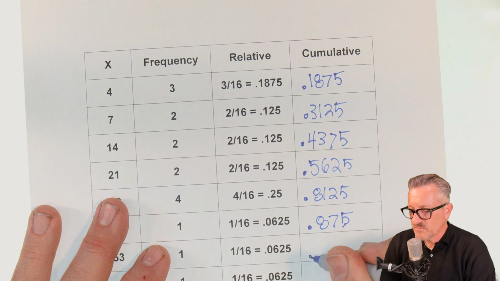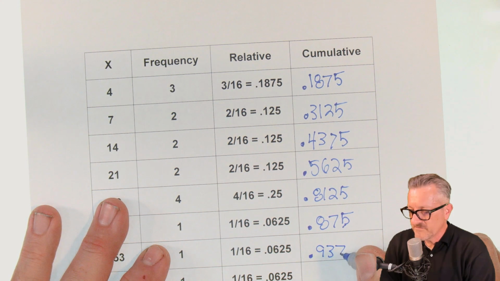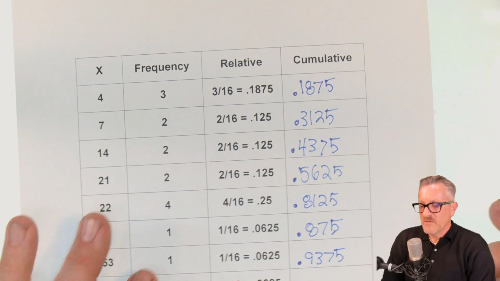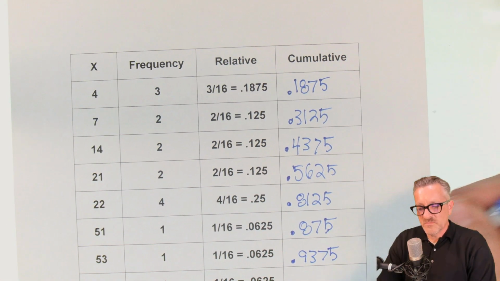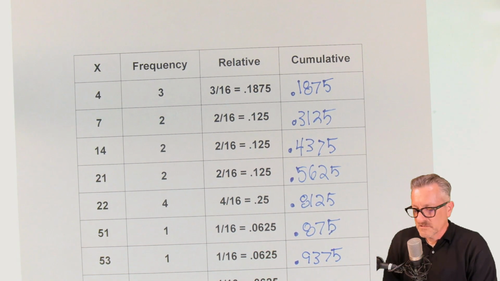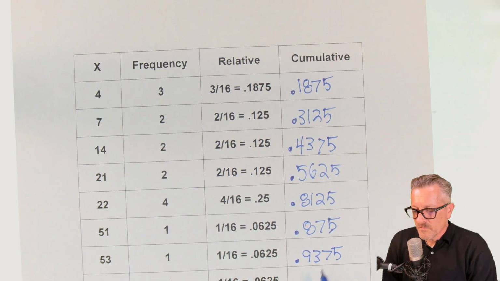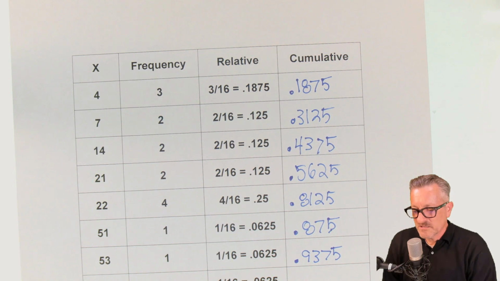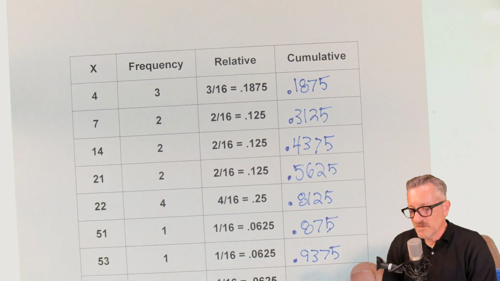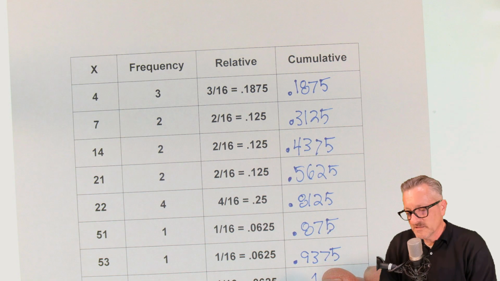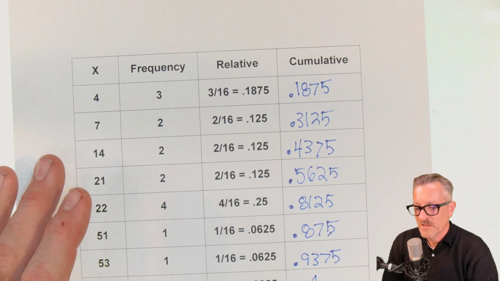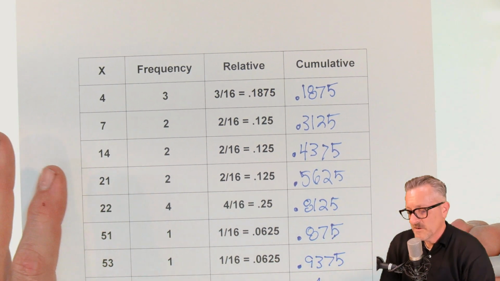And then with the next one, 0.9375. Because these numbers are not ugly numbers that go on forever, once we add these up, it actually ends up equaling 1. And I kind of laugh because it doesn't always happen that way, but it just happens to be that way.